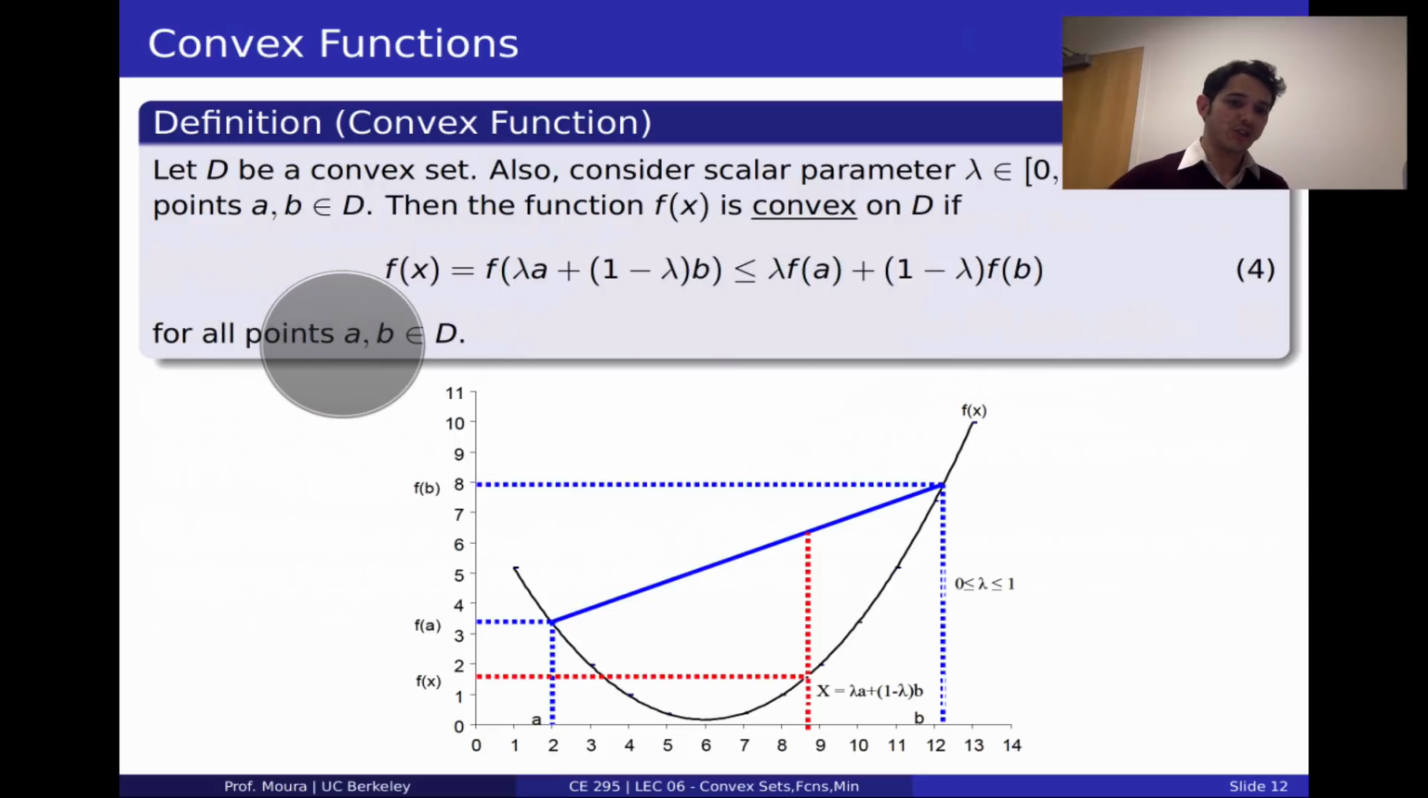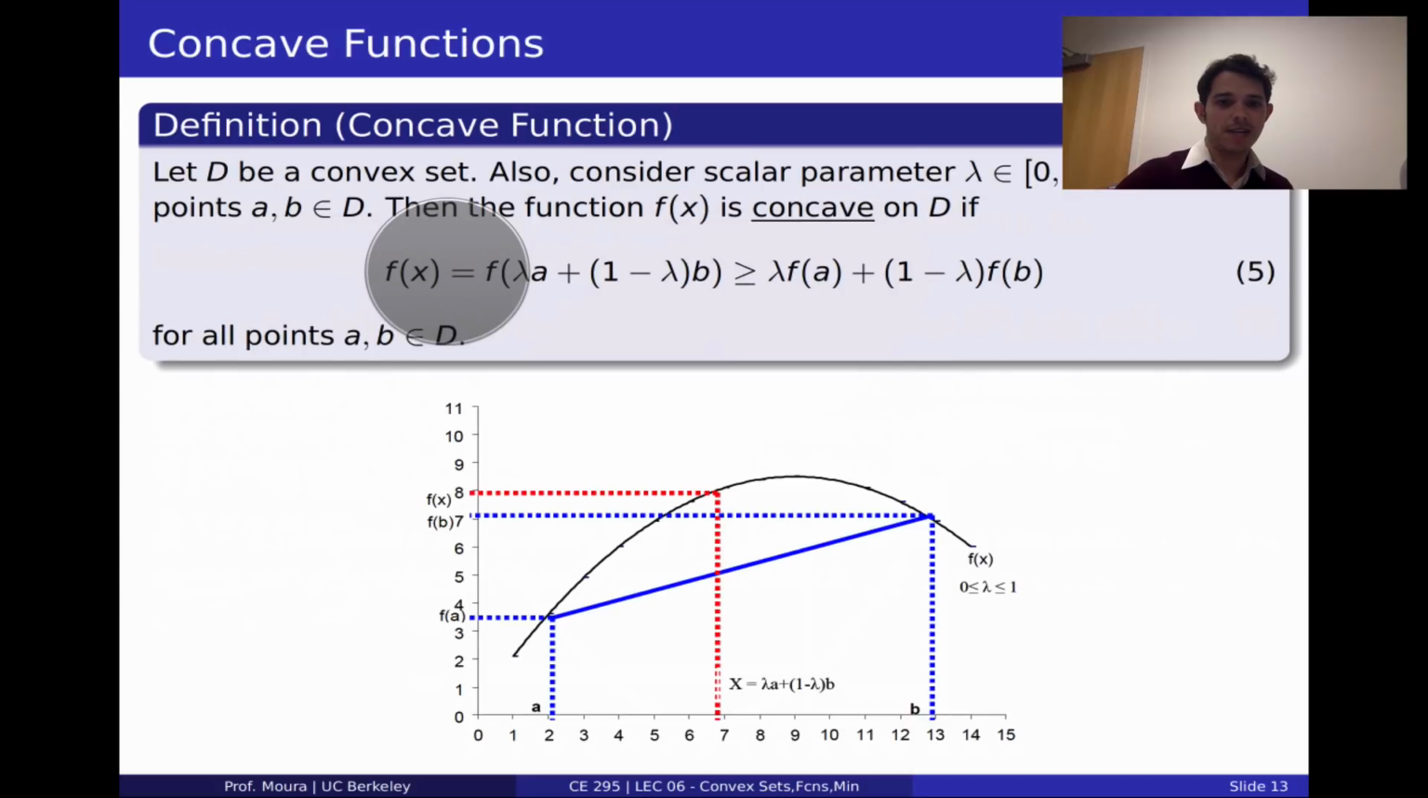And we need to check this for every single pair of points a and b in D, which is the convex set that x is defined over. Okay, so this is the mathematical definition of a convex function, and there is actually a corresponding concave function, which is in a sense the opposite.